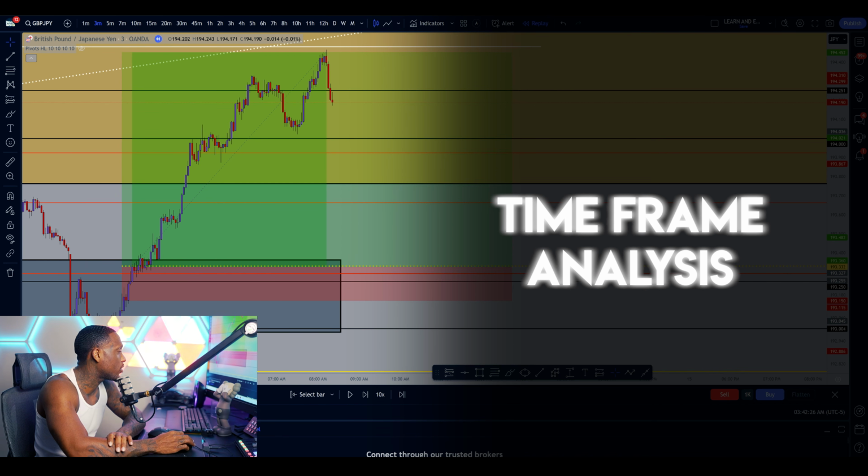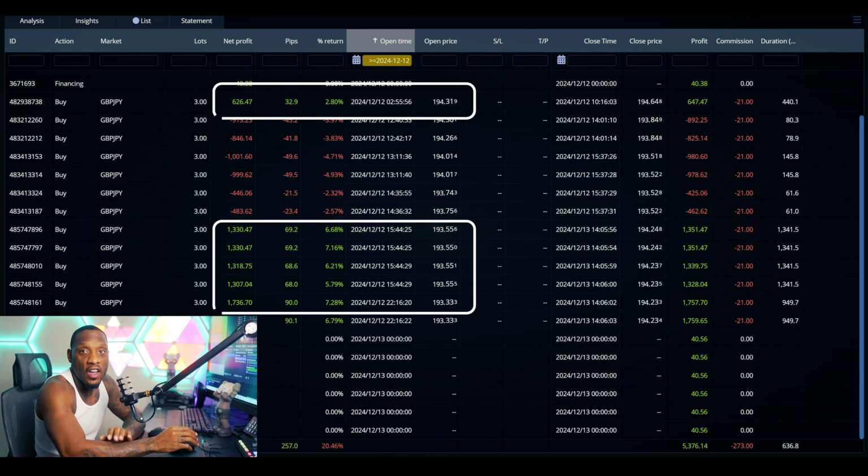top-down analysis. I made a whopping 5K off this move. You can see I scaled in a couple positions here. This is my live account that I've been trading with on Sway. And you can see I maximized this move and went ahead and took 5K profits.